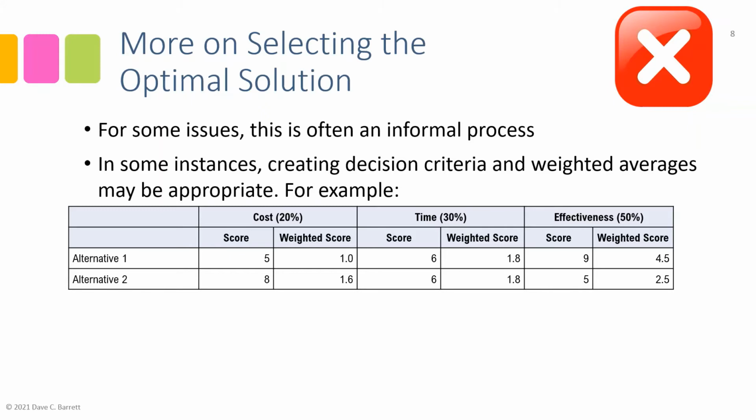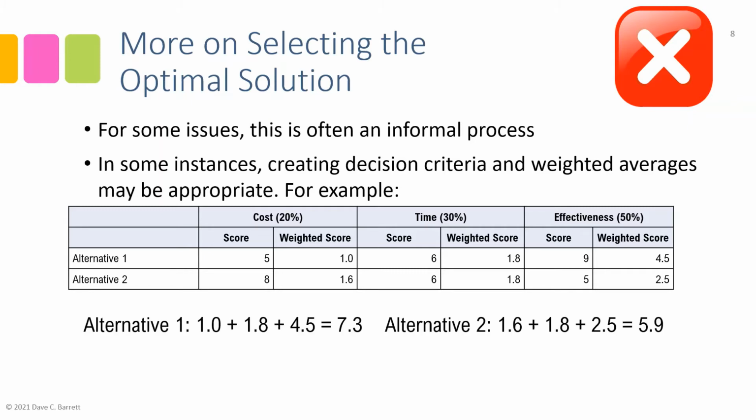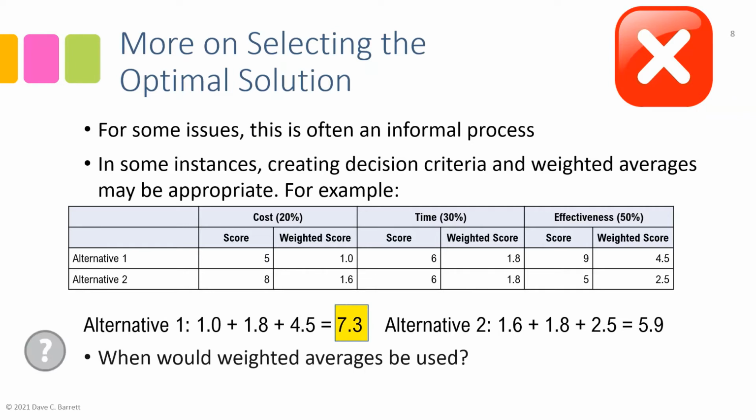And so in this, alternative 1 has a score of 1 plus 1.8 plus 4.5, which is a 7.3, versus alternative 2 which results in a 5.9. And you can see the math that's happening there of adding up the weighted scores. So in this case, alternative 1 has a higher weighted score. So the 7.3 alternative 1 would be our selected alternative, or that's what this weighted average points us towards.